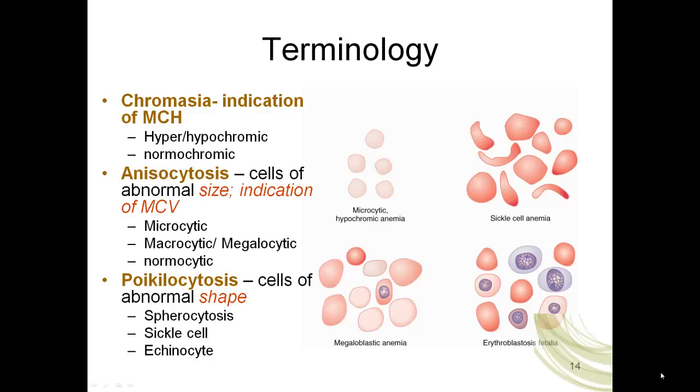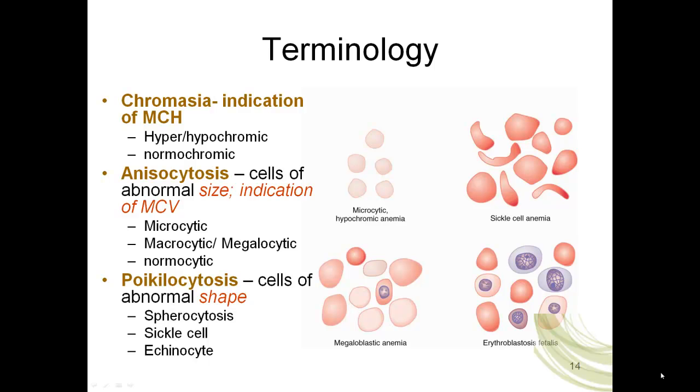Anisocytosis. Cytosis refers to cells. Anisocytosis is a way of indicating mean corpuscular volume, or the size of a red blood cell. Microcytic cells are small cells. Macrocytic, or sometimes referred to as megalocytic, those are large cells. Normocytic would be a red blood cell that has its normal size and diameter. So again, it's an indication of the mean corpuscular volume.